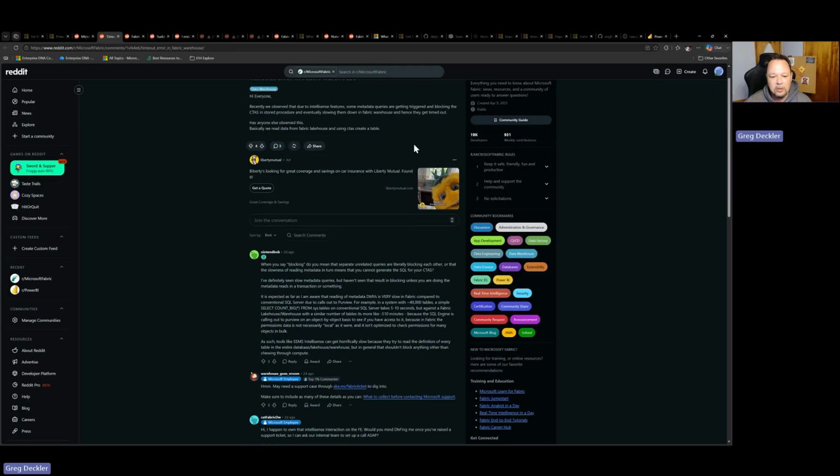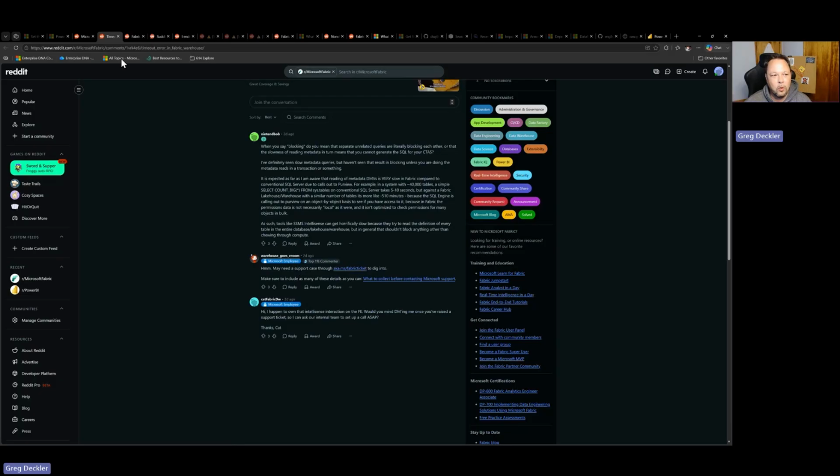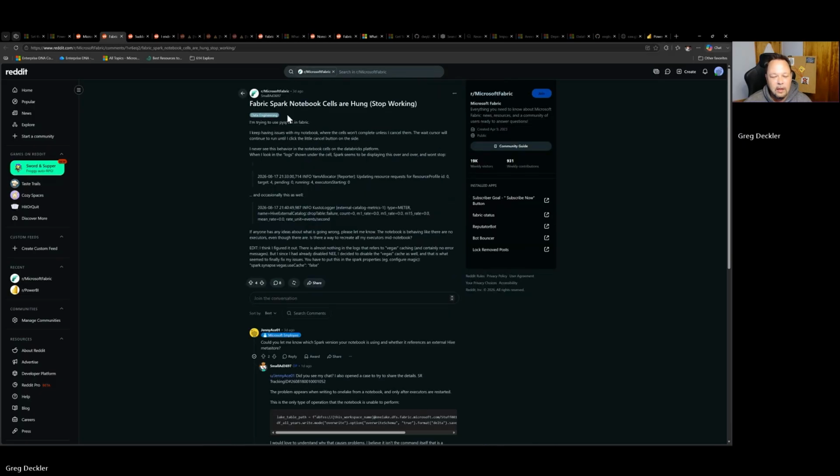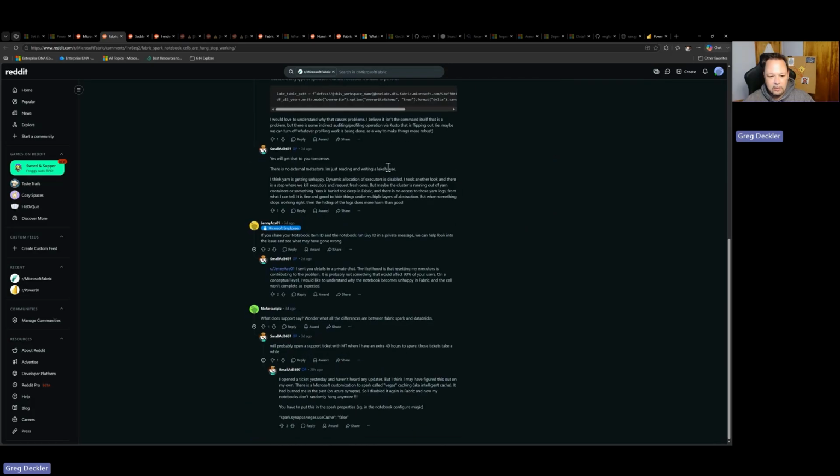Anybody else seeing it? You should open a support case, probably a bug. Fabric notebook cells are hung, they stop working when trying to use PySpark in Fabric, basically getting hung notebook cells. And I think down here, they opened a ticket yesterday, but I think I figured this out.